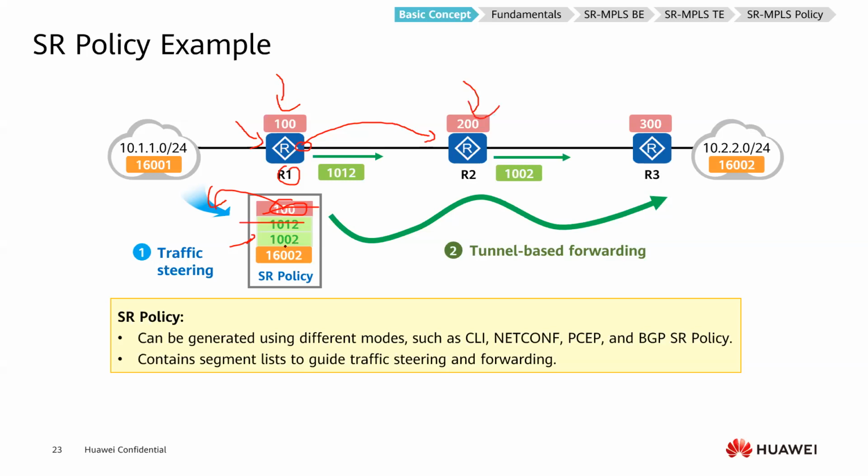And R2 receives the label 1002. R2 knows that 1002 means this interface, so I send out from this interface and also remove this label. And R3, when it receives 1002, R3 knows that the network segment ID is this, so I send out from this interface. Then it reaches the destination. This is how SR-MPLS TE and policy, both of them, do the forwarding.